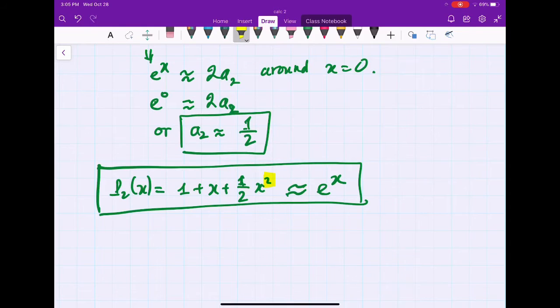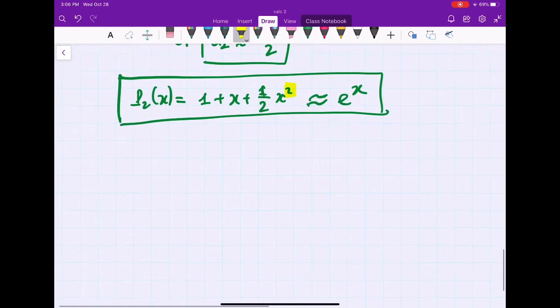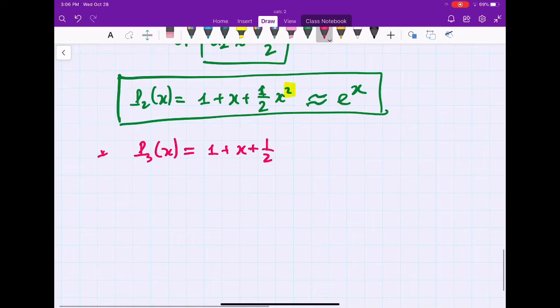Let's develop this technique to get the third degree polynomial approximation for e to the x. We just generalize this technique. Now I want to get some p3(x) equal to 1 plus x plus 1 over 2 x squared plus a3 x cubed, right? Because I already have all these terms.